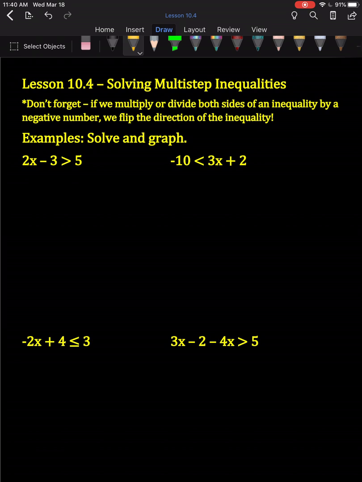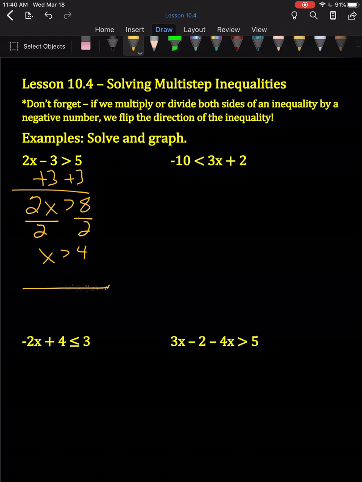That is the only thing that's different here versus what we've been doing. So this first guy is a two-step inequality. We will add 3 to both sides so that 2x is greater than 8. And we'll divide both sides by 2 so that x is greater than 4. That is solving. Graphing. It's been a while since we've done this.